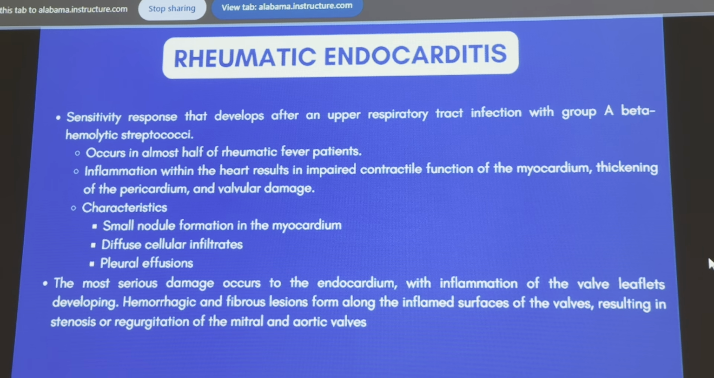Your big bullet point here is that it occurs in almost half of your rheumatic fever patients. Rheumatic fever, think rheumatic endocarditis. With that, we're going to have inflammation around the heart. It's going to affect the myocardium, the pericardium, and then those valves. The valves are what we're going to focus on, because that's how we get into valvular disorders in just a second.